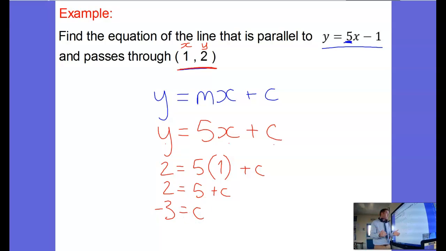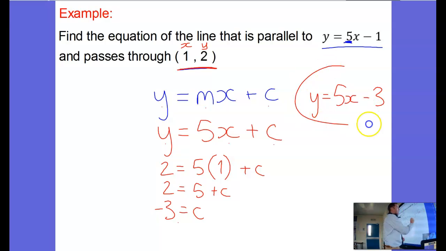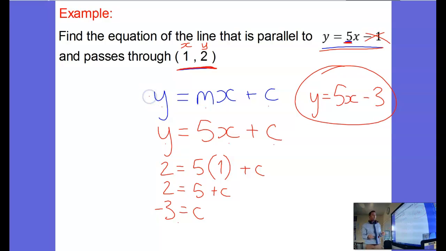Now we put that information back into this equation. We know the m is 5, so we've got y equals 5x, and we know that the c is negative 3. We have the equation of a line parallel to this, passing through this point. Okay, that minus 1 doesn't really help us with the parallel line here. We just needed to take out the gradient as the number 5, put it into y equals mx plus c, where m is the gradient, and then find c by substituting.